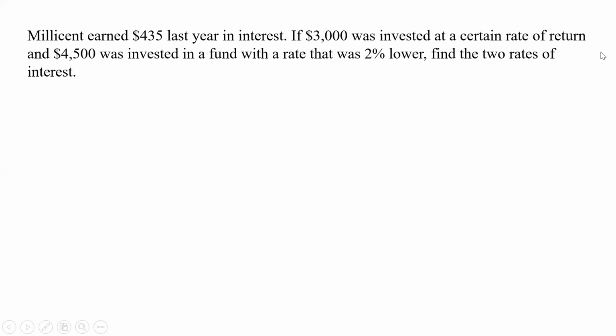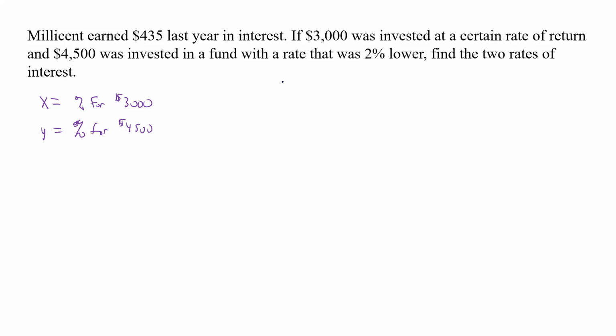All right, so here we have: Millicent earned $435 last year in interest. If $3,000 was invested at a certain rate of return and $4,500 was invested at a fund with a rate that was 2% lower, find the two rates of interest. So let's let X equal the percent for, let's say, 3,000 and Y equal the percent for 4,500. Now, what do we know?